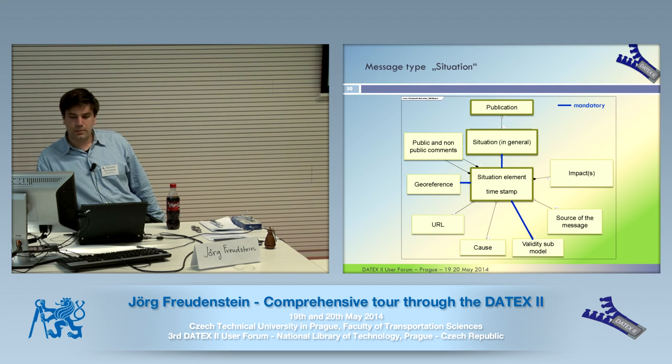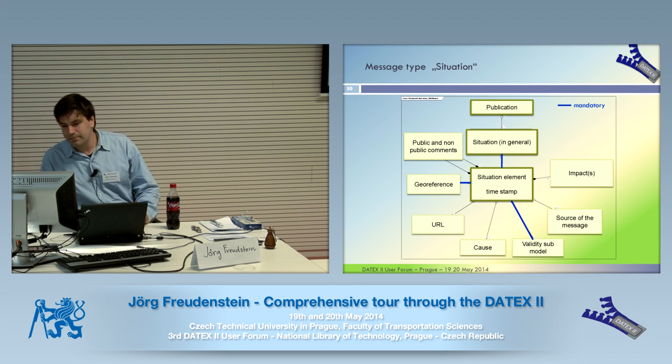You will have information about the cause. You can select from a list of causes, or you can reference another situation, because an accident might be caused by some roadwork or something like this. Of course, you have here, as I said before, comments and URL information. And of course, the most important thing, you have a georeference for the situation.